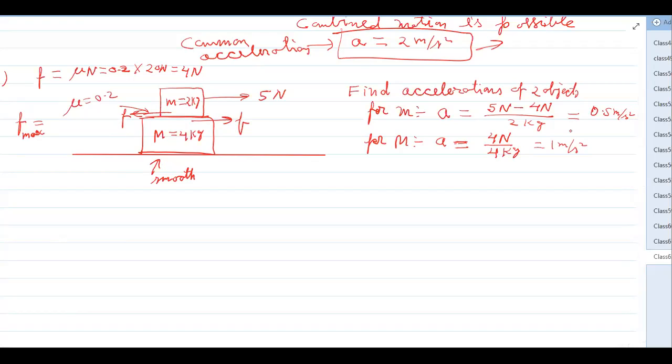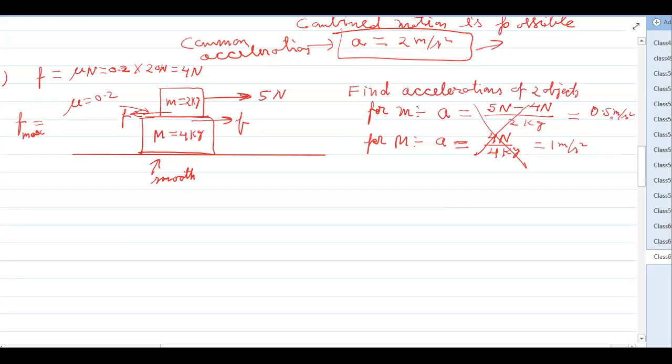But the main flaw in this is that you can see the upper object is accelerating with lesser acceleration and the lower object is accelerating with larger acceleration. Is it possible that if you apply a force on the upper object, it has lesser acceleration and the lower object has higher acceleration? The lower object would be moving more than the upper object. So the lower object will slide forward, although you are applying the force on the upper object. Is it possible? It is not possible, and this method is not acceptable. This method is wrong. So how are you going to approach this question?